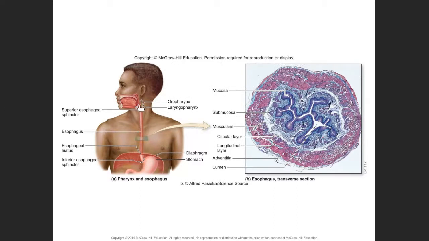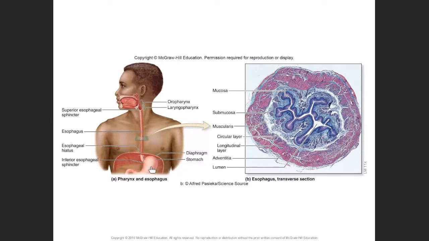The esophagus starts from the cricoid cartilage in our larynx, comes down in our mediastinal cavity, then it perforates the diaphragm. This perforation is called the esophageal hiatus, and it enters the abdominal cavity. In the abdominal cavity, it's only 1 to 1.5 centimeters in length, and then it is attached to the stomach.